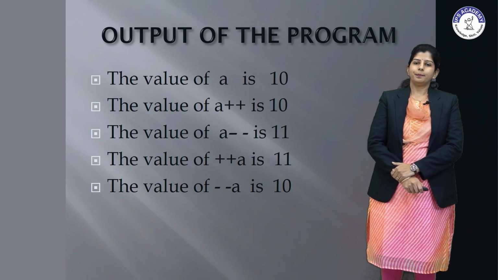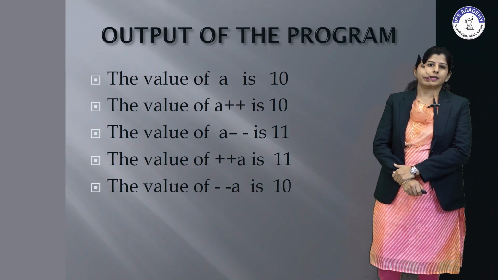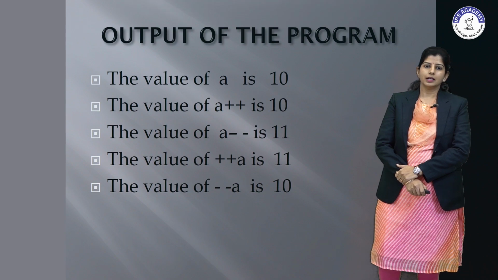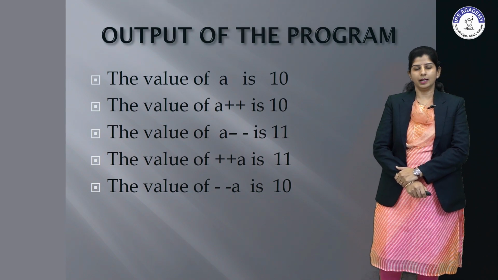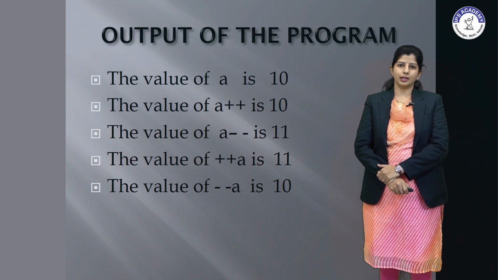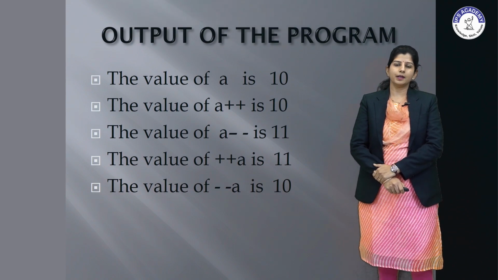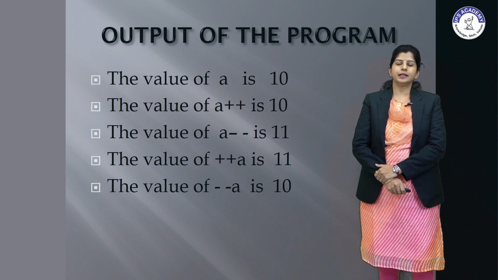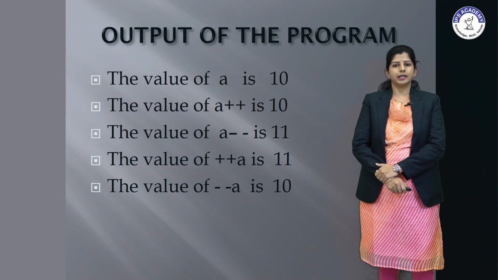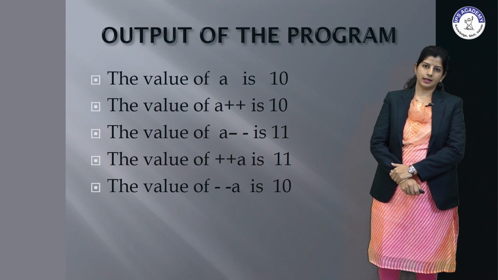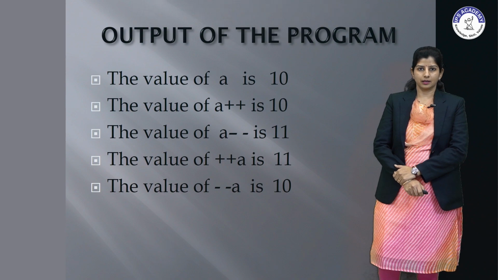For plus plus A, the prefix increment operator is applied and it gives me the value 11 because it increased the value first and then printed. The last one is the prefix decrement operator, where it decreases by 1 and then prints. In this way the unary operators were discussed and how they work.